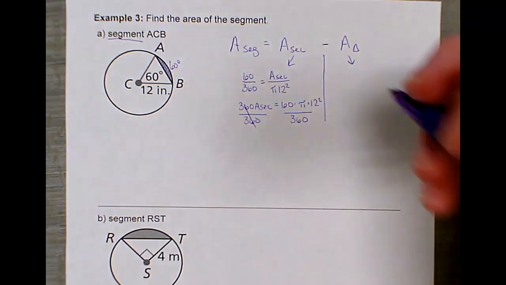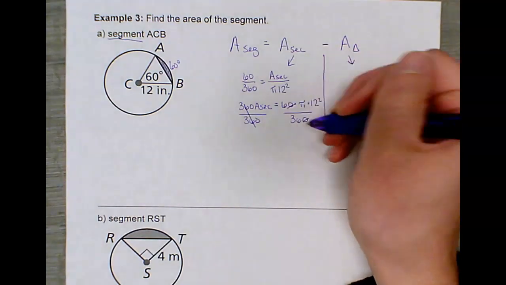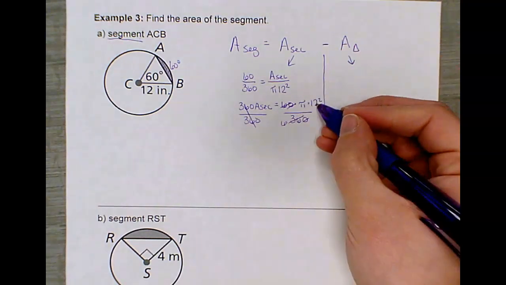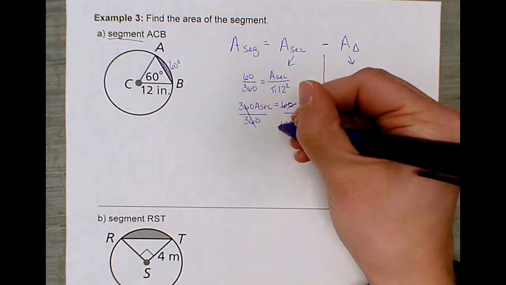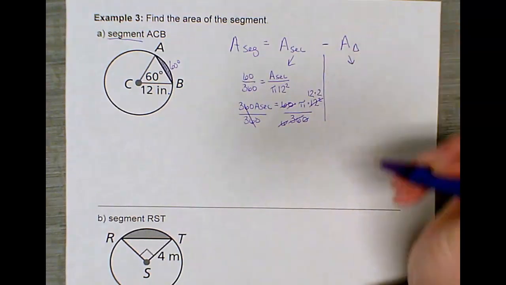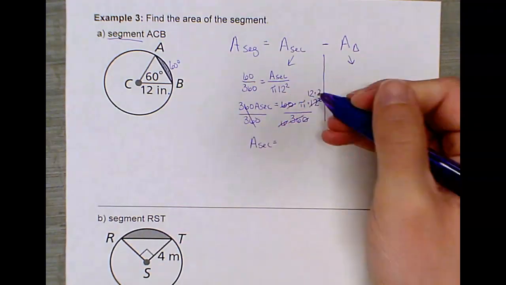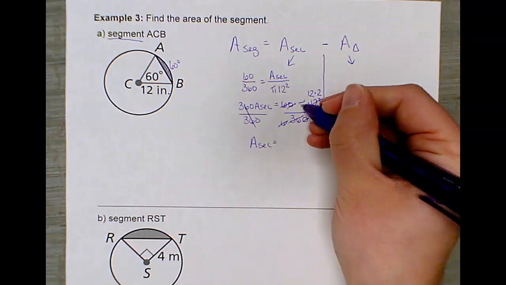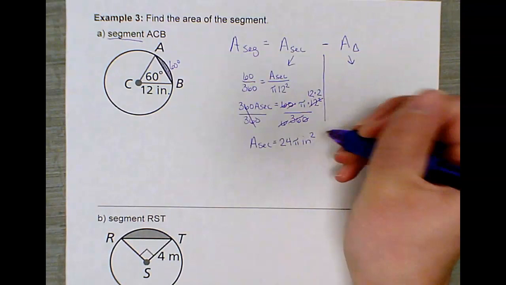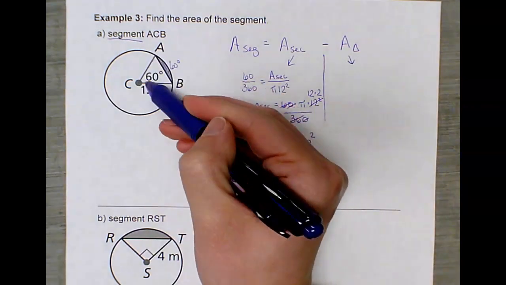Some nice things happen. The zeros cancel out. Both of these are divisible by 6. One of these 12s is divisible by 6. So we have a 12 left and then a 12 divided by 6, which is 2. So my area of the sector here in this problem is 12 times 2, which is 24, times pi. So that's the area of the whole sector, this whole pizza slice.